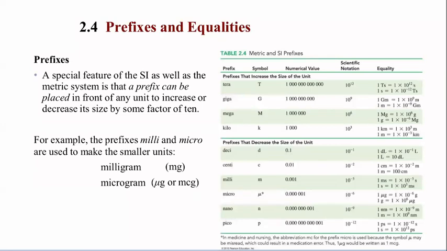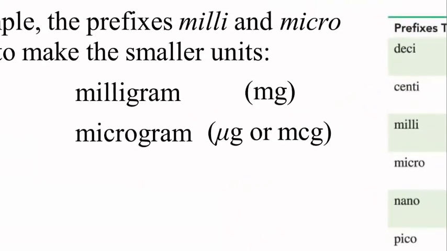For example, we have milli, M-I-L-L-I. This is a milligram. And then we have microgram. When it comes to microgram, please make sure that you know that the micro abbreviation can be this U-looking symbol, or another way to write it is MC. Both of them mean the prefix micro. And for milli, the abbreviation for it is just a small case M.